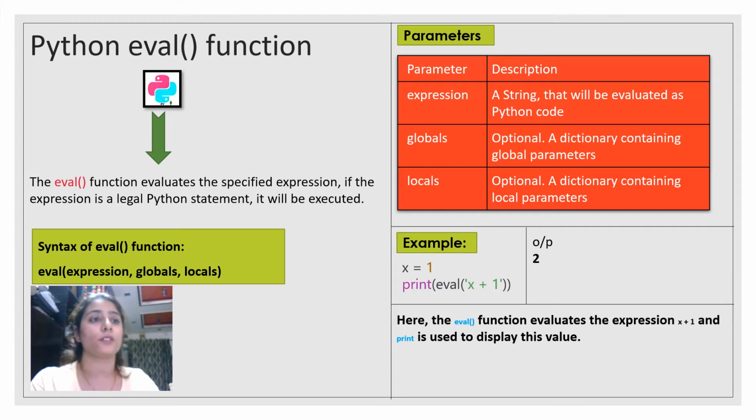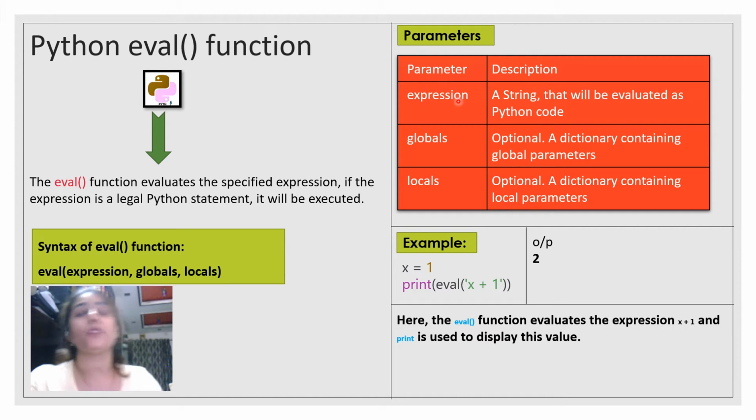What is it? The eval function evaluates the specified expression. If the expression is a legal Python statement, it will be executed. You can see here the syntax of the eval function: eval, expression, globals, locals. So these all are the parameters I have defined here.